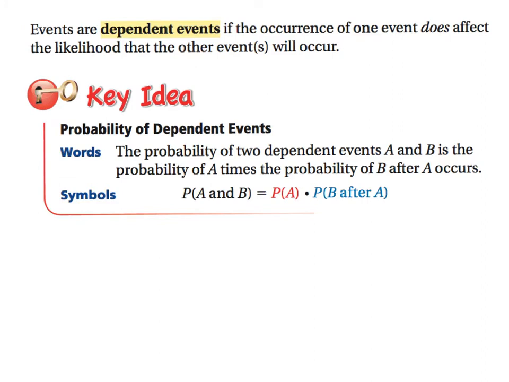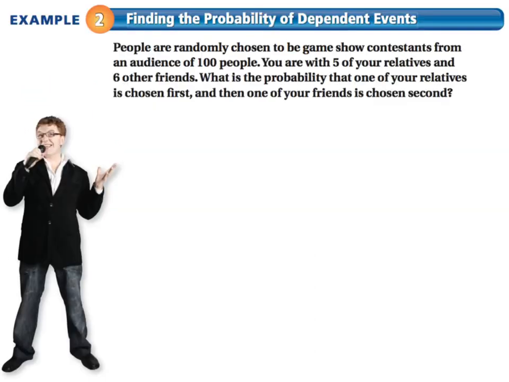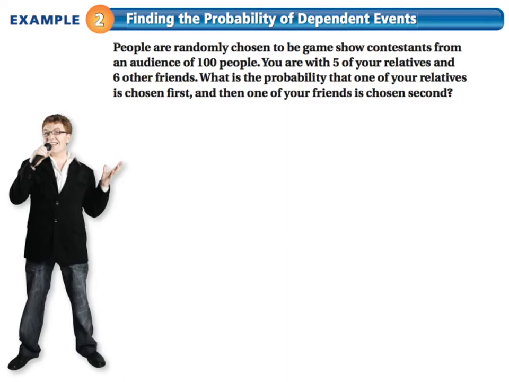Now we're going to talk about dependent events. Events are dependent events if the occurrence of one event does affect the likelihood that the other events will occur. So in words, the probability of two dependent events A and B is the probability of A times the probability of B, but after A occurs. So we write that as the probability of A times the probability of B after A.